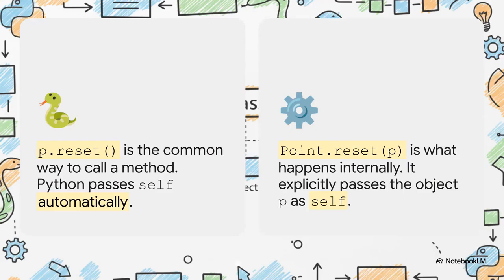And check this out. This slide shows you exactly what's happening under the hood. The 2 lines of code you see here do the exact same thing. Writing p.reset is just some nice, clean-looking sugar for Point.reset(p). See? Self isn't magic. It's just the conventional name we give to the parameter that receives the object instance.